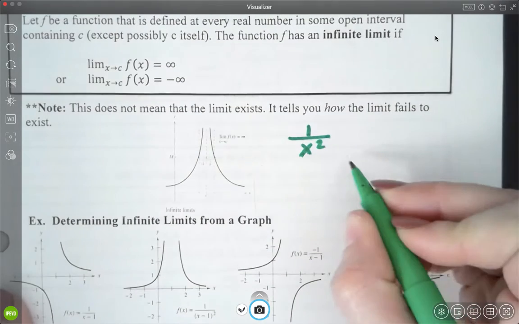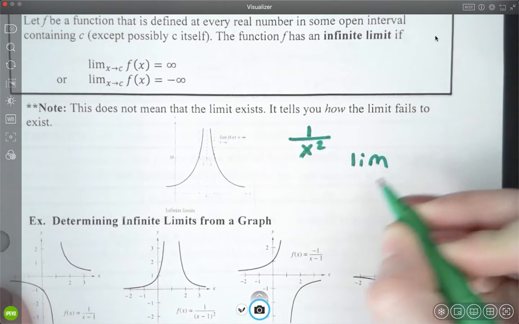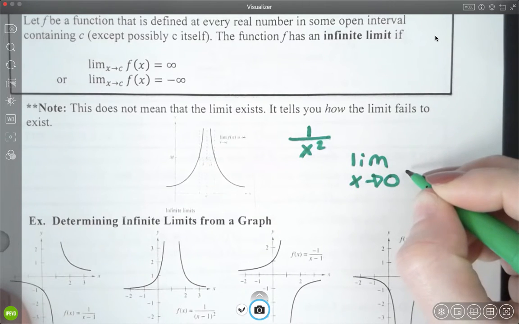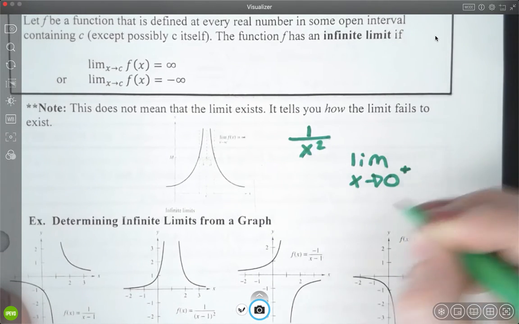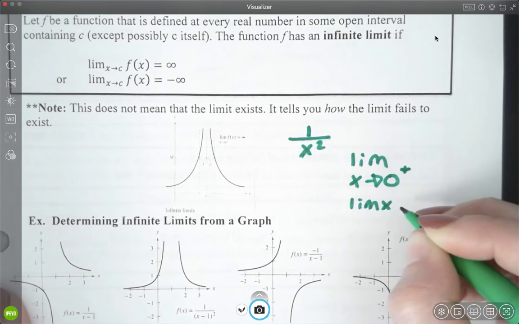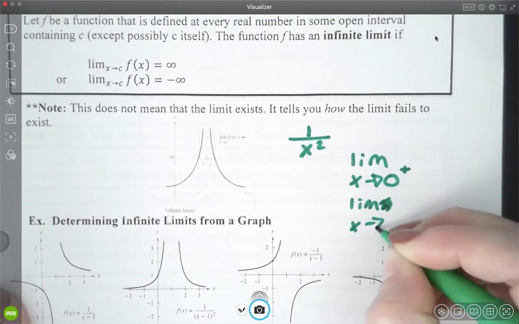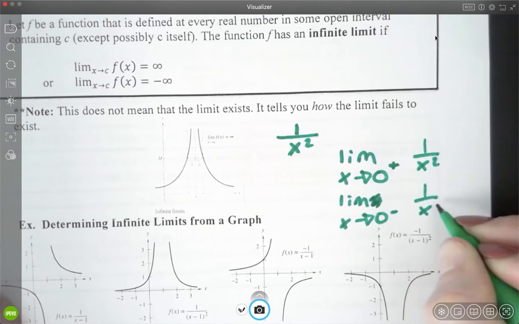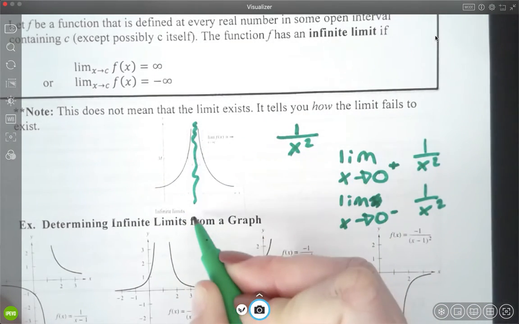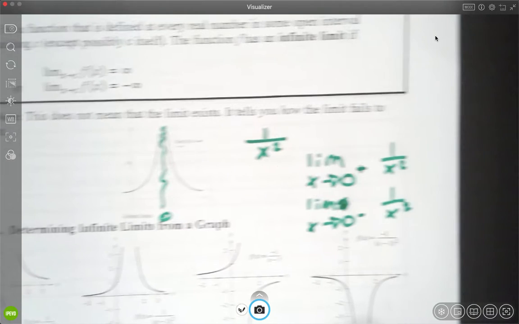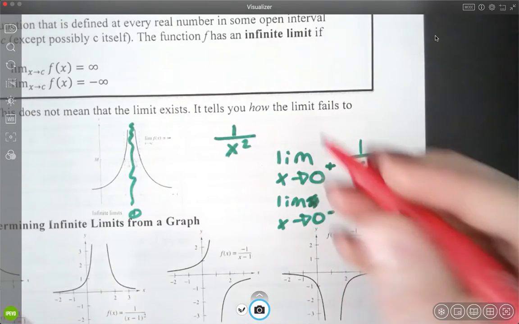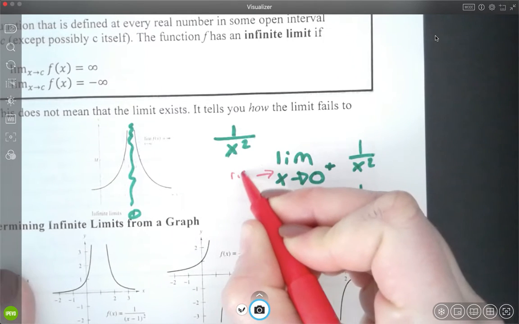And let's say I'm trying to find the limit as x goes to 0 from the right, and the limit as x goes to 0 from the left, of 1 over x squared. And let's say 0 lives here. This is where 0 is. Okay? So I'm trying to find the limit as it goes from the right. This sign means right. This sign means left.